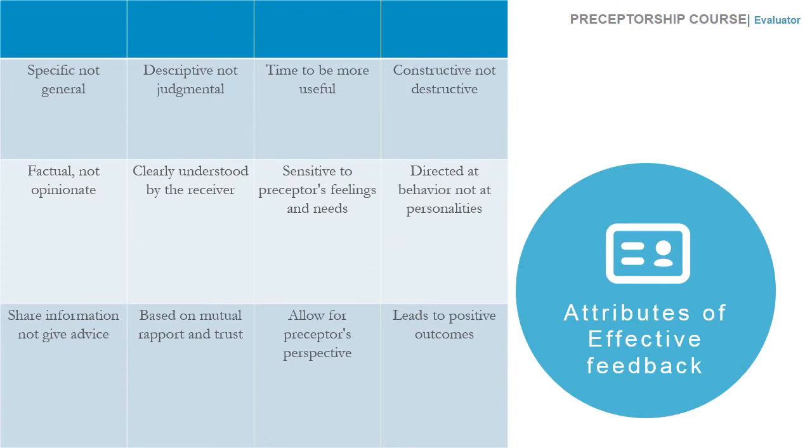The attributes of effective feedback are the following: specific, not general; descriptive, not judgmental; constructive, not destructive; factual, not opinionated. Clearly understood by the receiver. Directed at behavior, not at personalities. Check the other attributes in the table, and evaluate yourself if you are applying them in the nursing units, if you are giving feedback to your orientees and trainees.